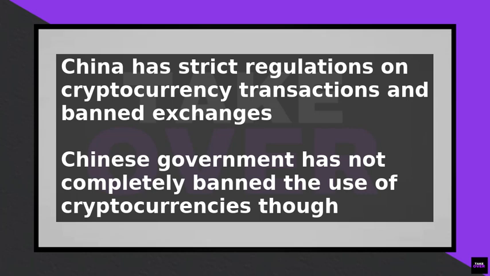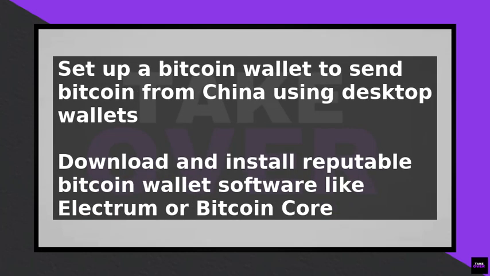To send Bitcoin from China, you will need to use a peer-to-peer exchange or a cryptocurrency exchange that operates outside of China. To get started, you will need to set up a Bitcoin wallet. There are several types of Bitcoin wallets, including desktop wallets, mobile wallets, and online wallets. For this example, we will use a desktop wallet. Download and install a reputable Bitcoin wallet software, such as Electrum or Bitcoin Core, and create a new wallet.